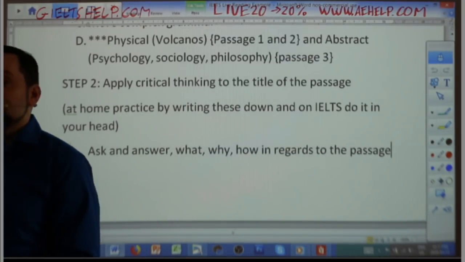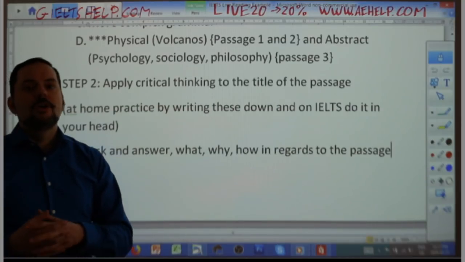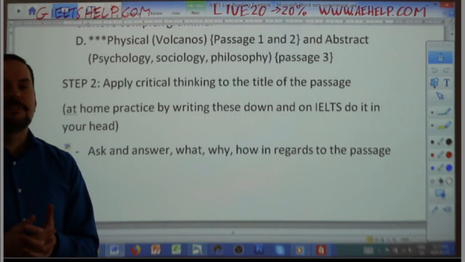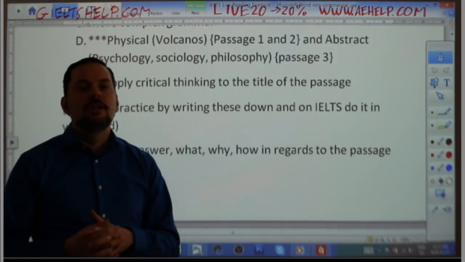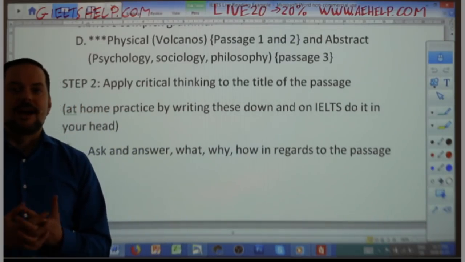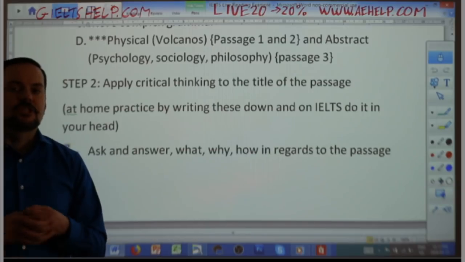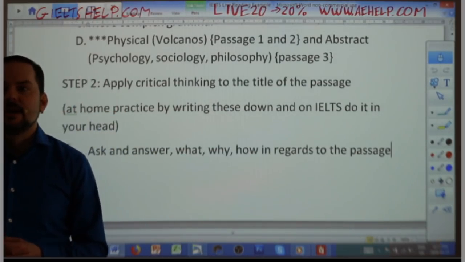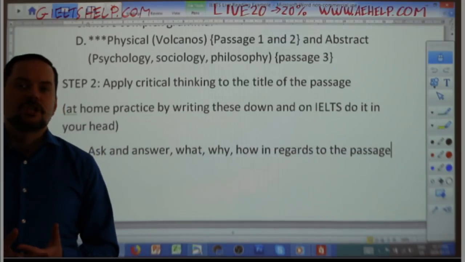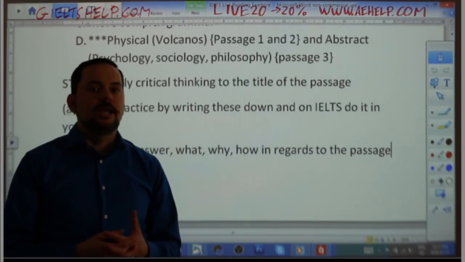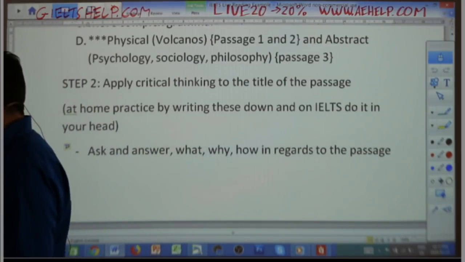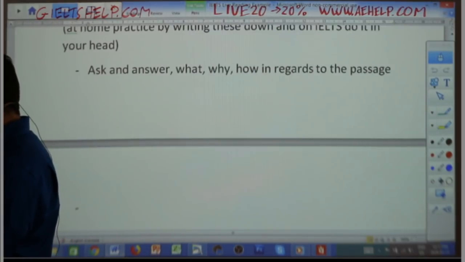Okay, this is especially important with abstract ideas. It's of course important with physical ideas like volcanoes as well, but when you're dealing with abstract ideas, it's especially important to try to get some of those answers correct. Okay, and you won't just get a gist of the text, you can actually get quite a good idea of what the text will be about. So here we go, let's do an example for this.